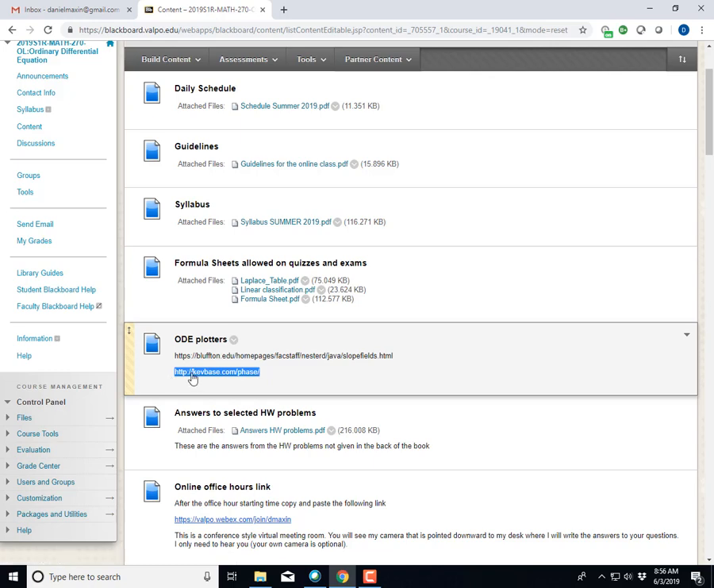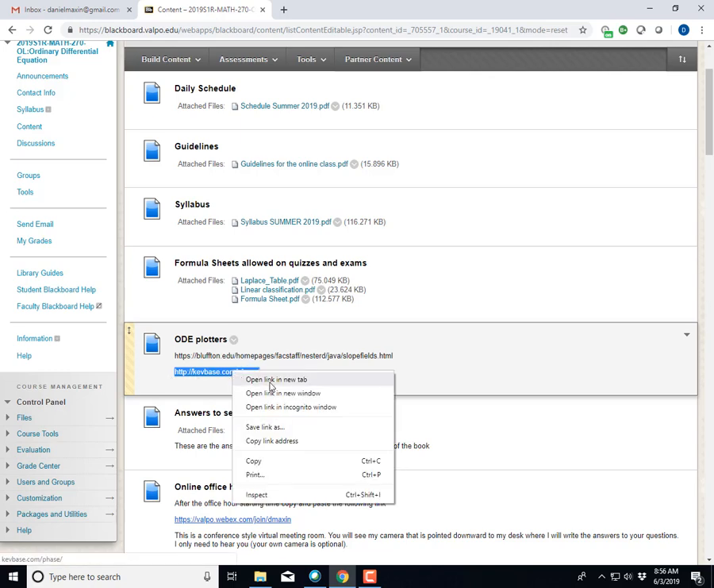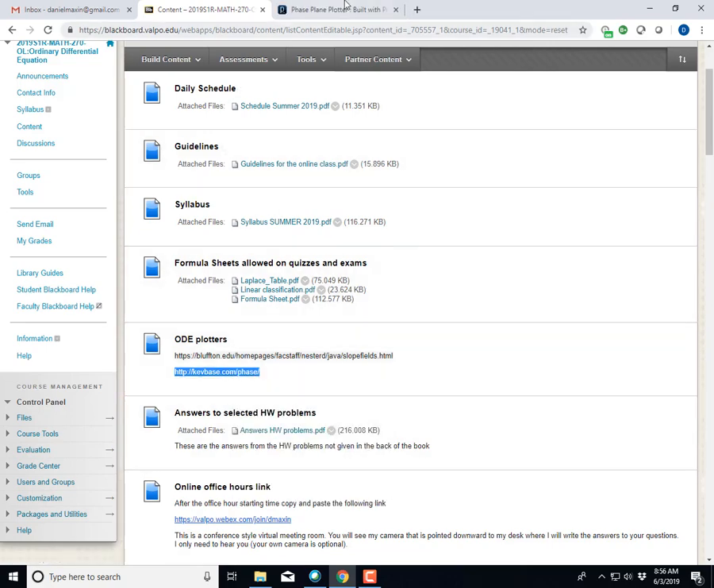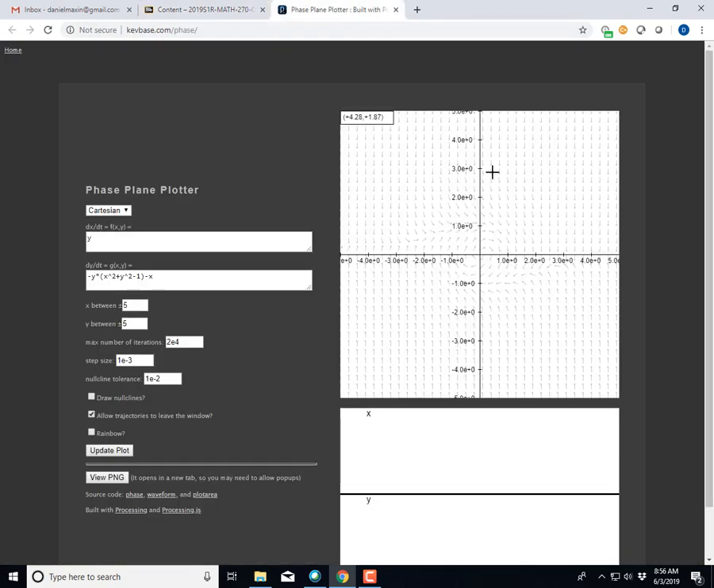So just don't click on it because nothing happens on Blackboard. Just copy, select it, and open it in a new tab. So this is what you're going to see. Unfortunately, you cannot make this picture bigger, but here on the left side, you're going to introduce the differential equations, the systems of differential equations.